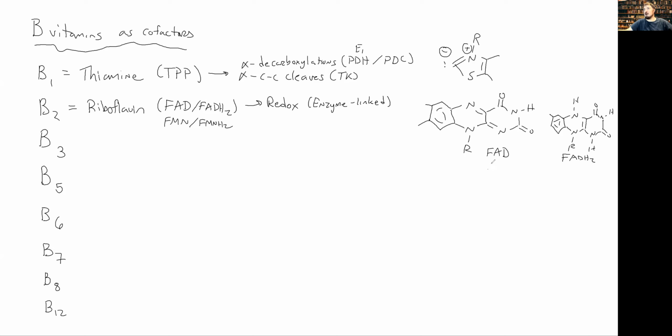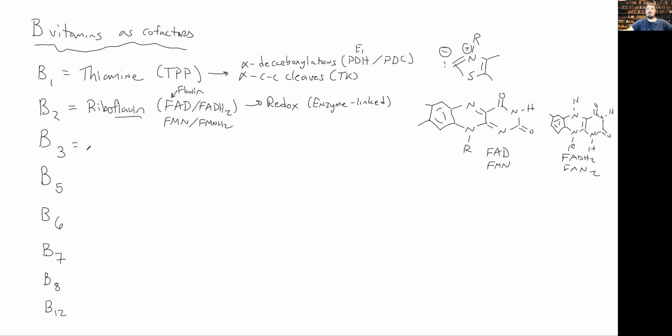The same would be true for FMN and FMNH2. The only difference is what that R group is. So anytime that you see a mechanism with FAD or FMN, we're going to use this. And so riboflavin, flavin mononucleotide or flavin adenine dinucleotide is right there. So you can remember that.